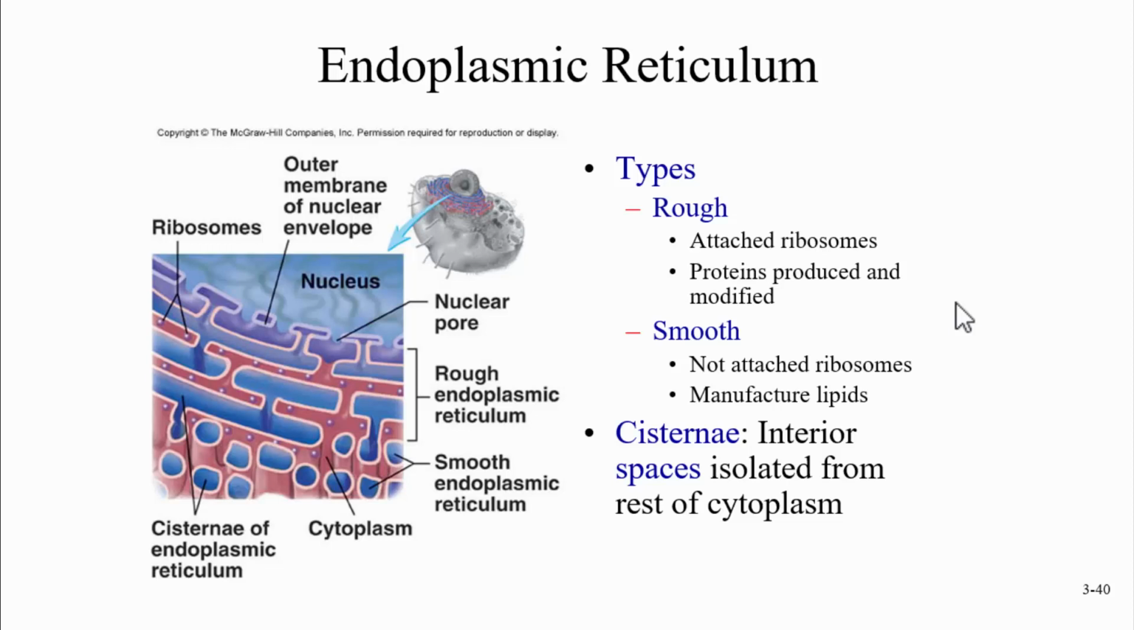Now, the smooth endoplasmic reticulum does not have ribosomes. So guess what it does not make? Right, it doesn't make proteins. So what does it make? It's going to make lipids. It's going to make steroids. It also helps to detoxify the cell. So it does a few different things.